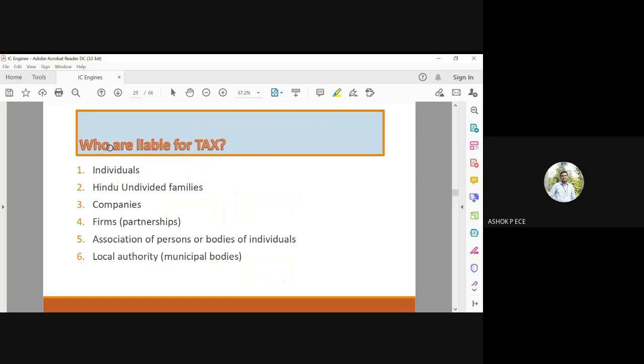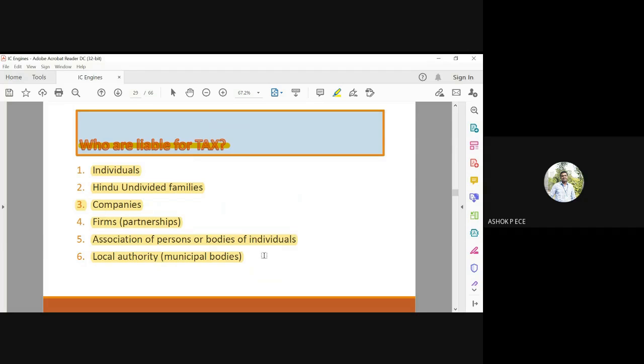Who are liable for tax? So who are the people who can be taxed? First one, individual citizens of the country, and the Hindu undivided family. You have that HUF category. Companies, firms, partnerships, they also are liable for tax. Association of persons or bodies of individuals, and local authority, municipal bodies. So all these categories of people are liable for tax.